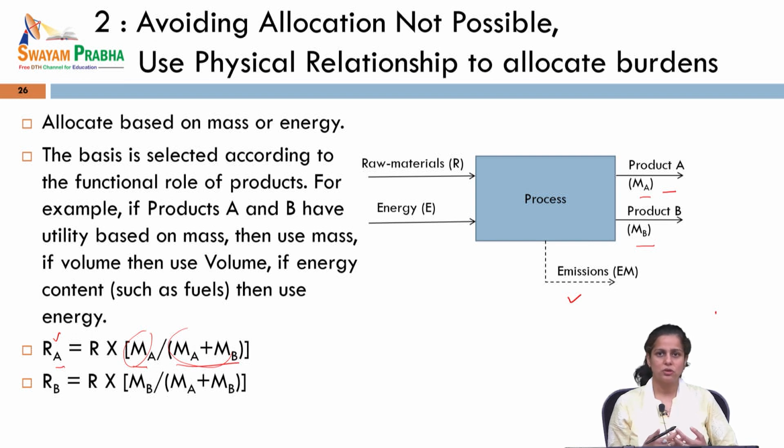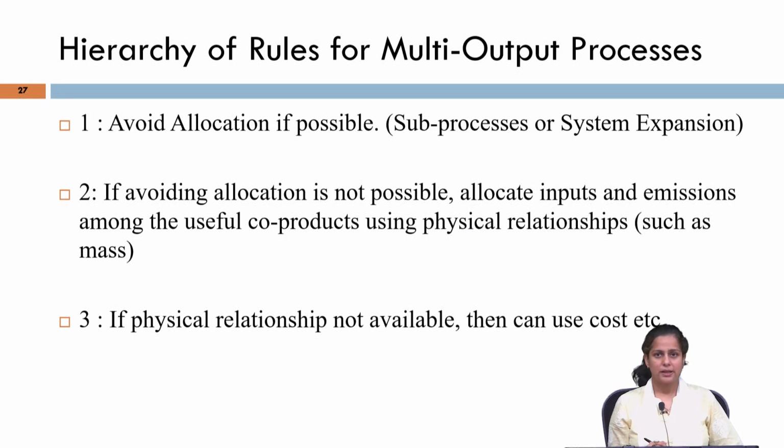You can do it based on the energy embedded in product A and product B, but you can also do it based on the cost if we do not have the mass available. So, this is the most simple way: when we cannot avoid allocation, then we do an allocation based on the mass basis. Again, these are the rules for allocation of multi-output process.